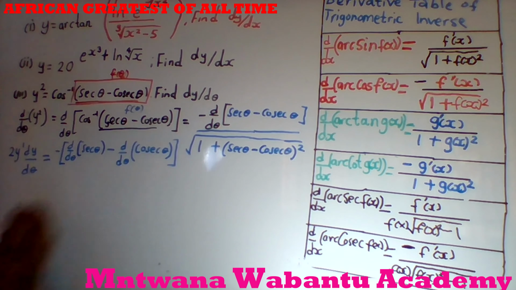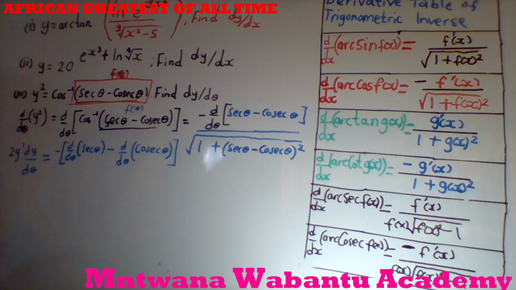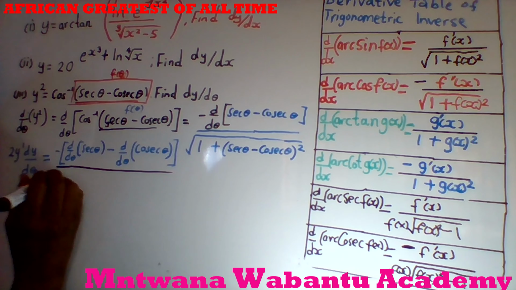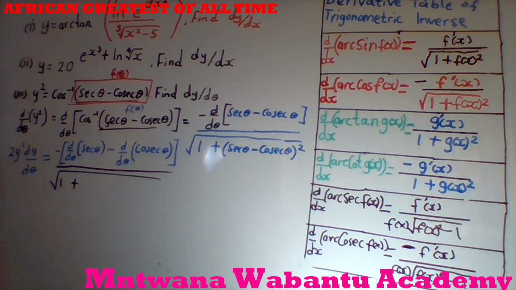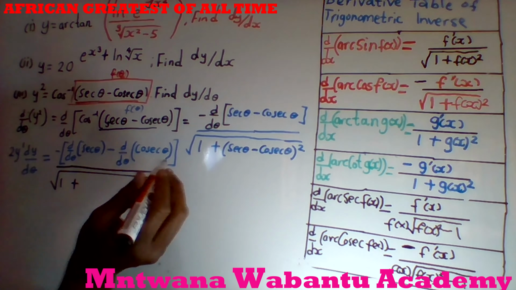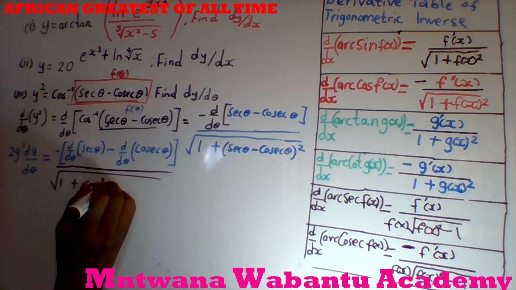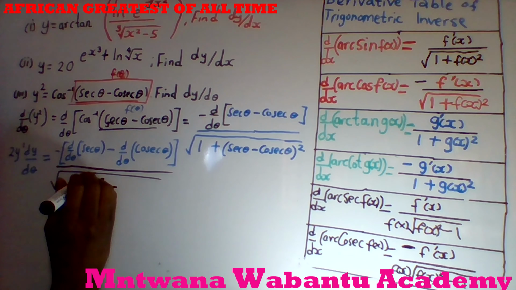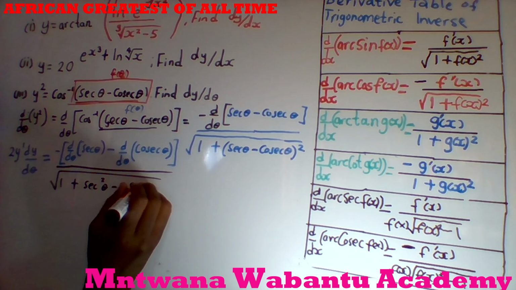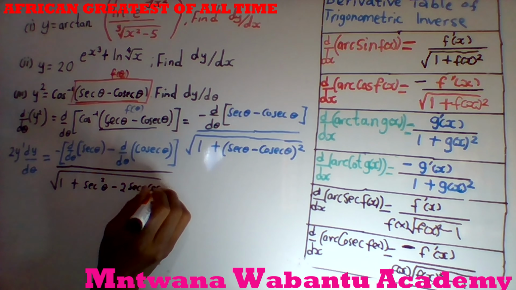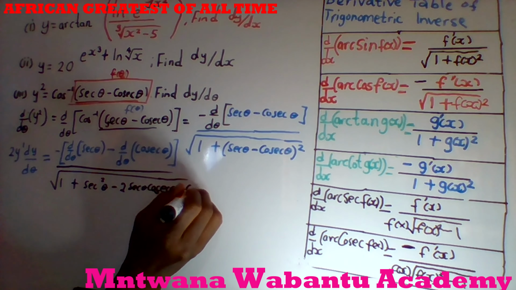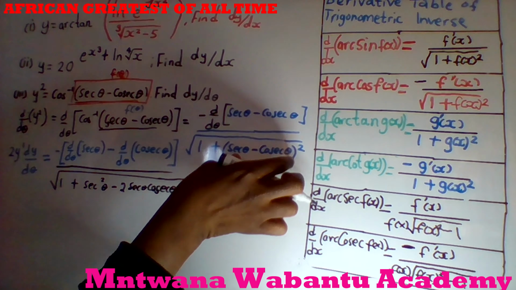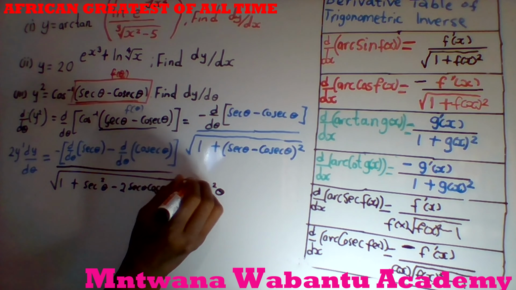And then we go over root 1 plus, we can square that if you want, or we can leave it how it is. It's not necessary, we can leave it like that. If you square, it's going to give you sec square theta, and then here it's going to be minus 2 sec theta cosec theta, and you're going to say plus cosec square theta. You can take this and factorize if you want.